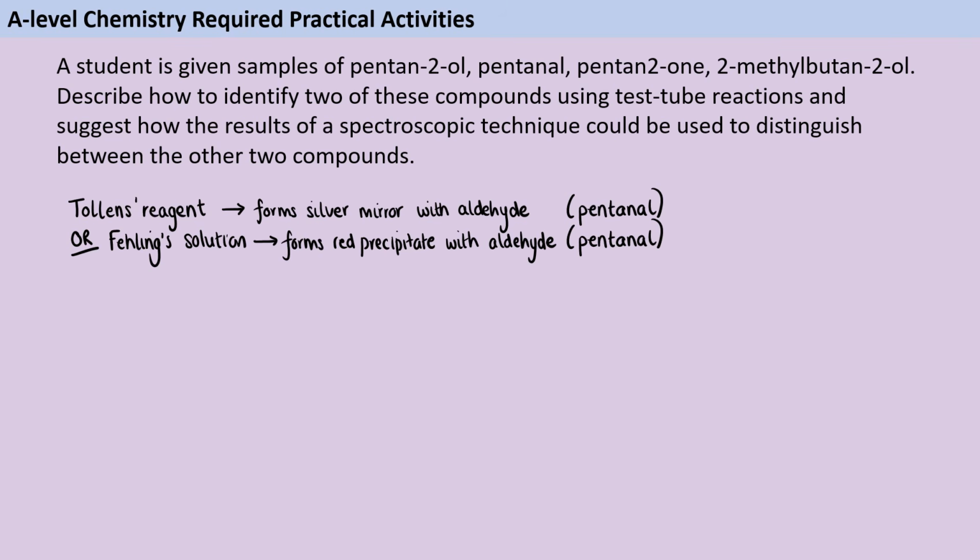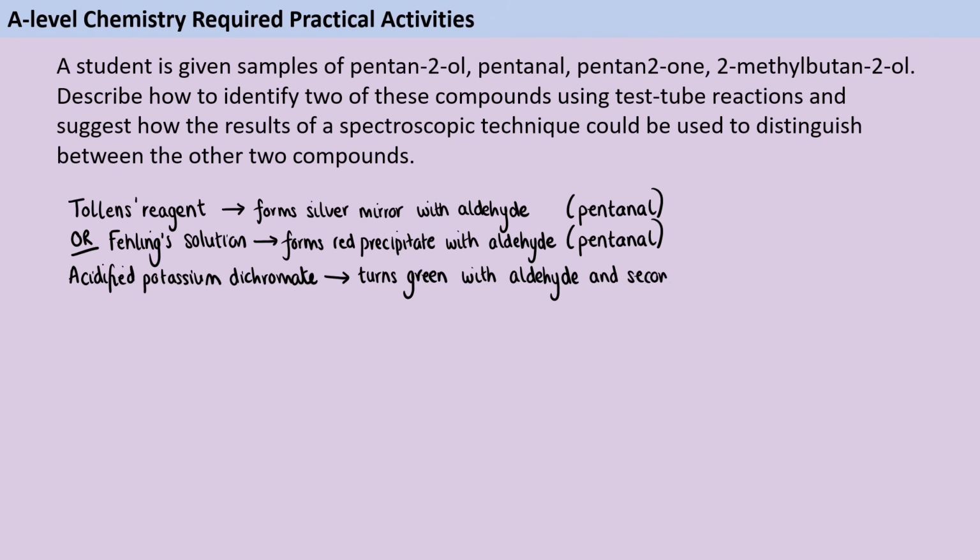Once we've identified the aldehyde, at that point we can get out our acidified potassium dichromate. We can't use this before this point because this will give us a positive test with both the aldehyde and the secondary alcohol, so in other words, the pentan-2-ol. Either one of those will turn the acidified potassium dichromate from being orange to being green. But once we know which one of the samples is the aldehyde, then we can exclude that, and whatever else turns the potassium dichromate green, that must be our secondary alcohol.